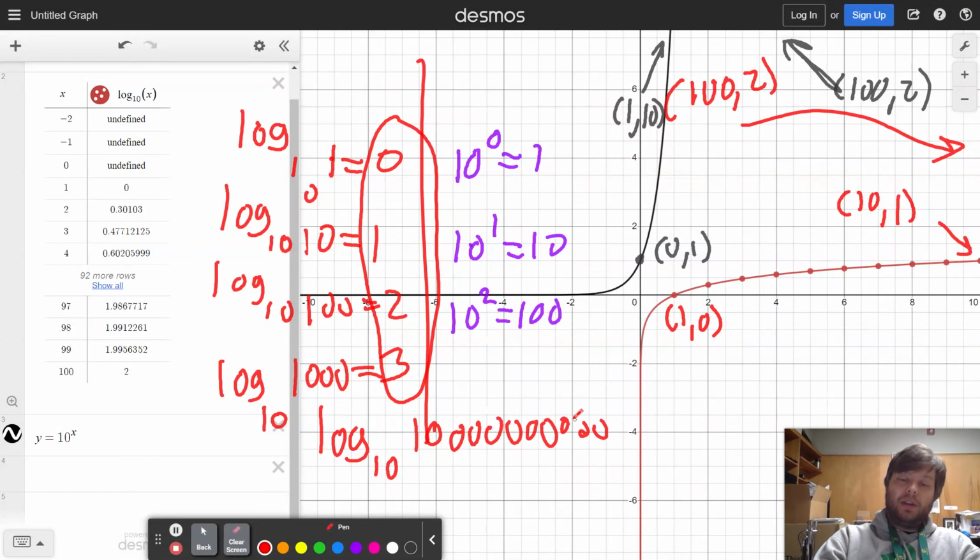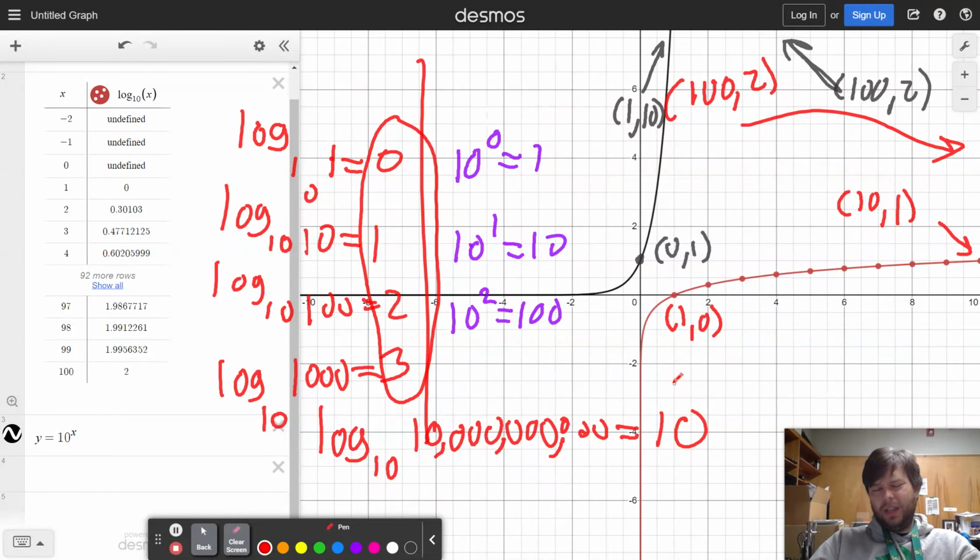I don't even know how many I wrote down. But what I can do is just count them. 3, 6, 9, 10 zeros. So log base 10 of that number is 10. I guess, is that 10 billion or something like that? So that is one way you can use log base 10.